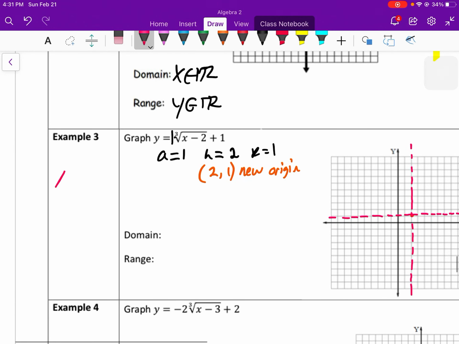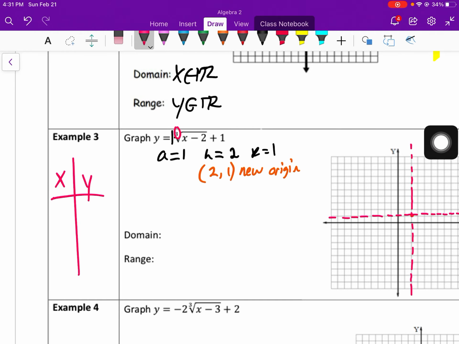Now we can find our x and y. And let's look at the index. It's cubic, so we can have negative values. So -8, these are good cubed numbers. -1, 0, 1, and 8. So when we take the cube root, we get -2, -1, 0, 1, and 2.